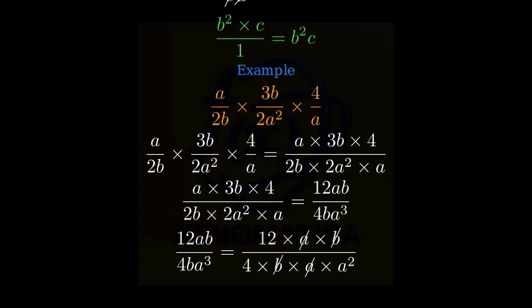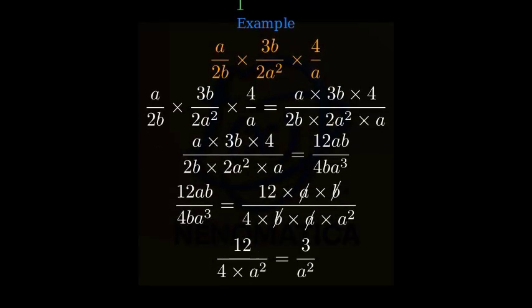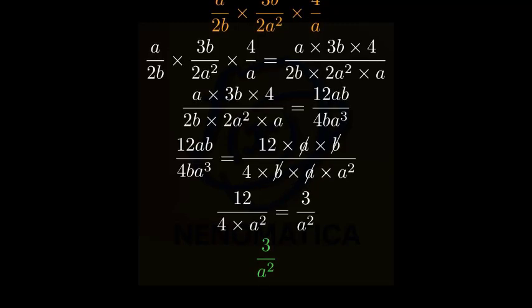We can cancel out 1a and 1b from both the numerator and denominator. After cancellation, we're left with 12 divided by 4 times a squared in the denominator. We can simplify 12 divided by 4 to get 3. So, the final simplified expression is 3 divided by a squared.